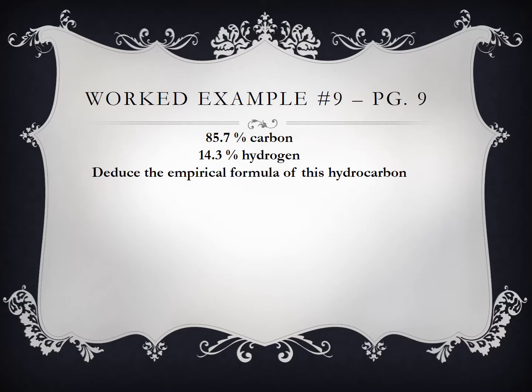Alright, you also have this worked out example on page 9 in your text, but you should try to do it. You want to find the empirical formula of this hydrocarbon between carbon and hydrogen, 85.7% carbon and 14.3% hydrogen. Again, treat the percent just like grams. So just take out the percent and put G there to find the moles of carbon and hydrogen.